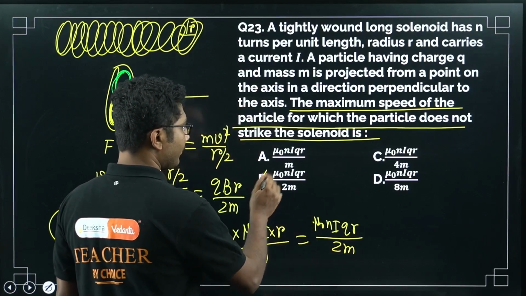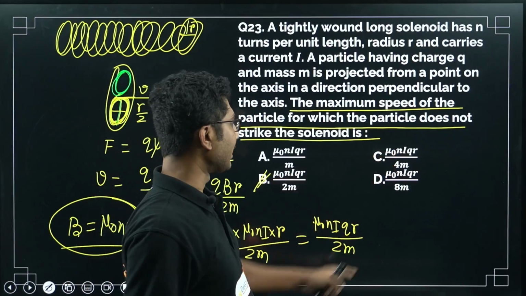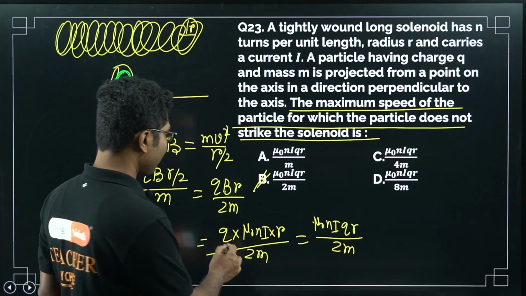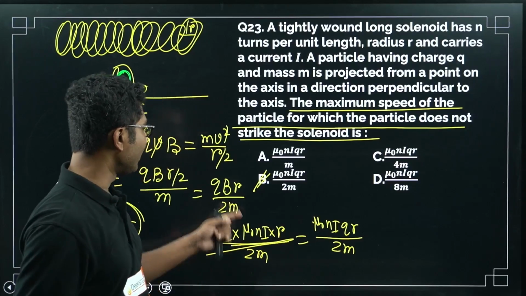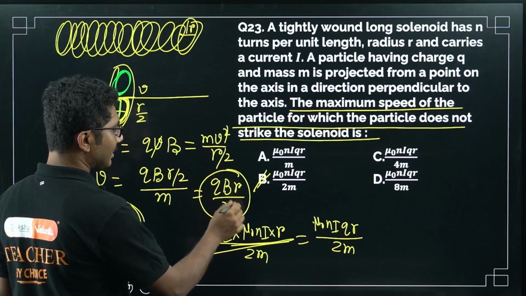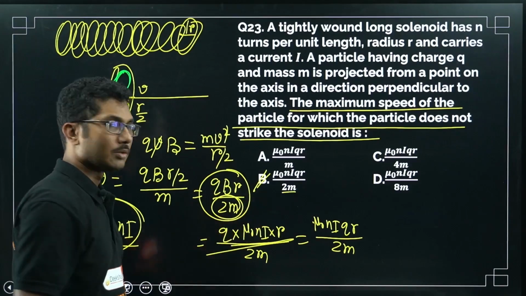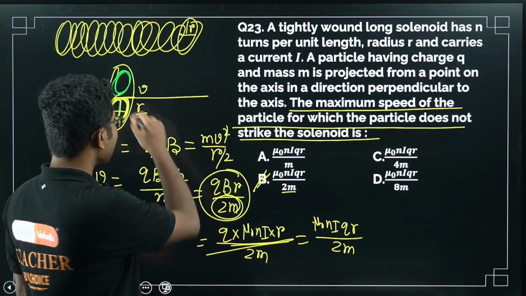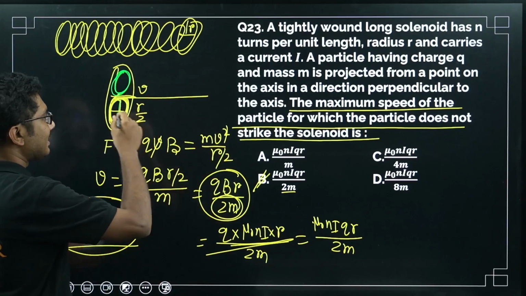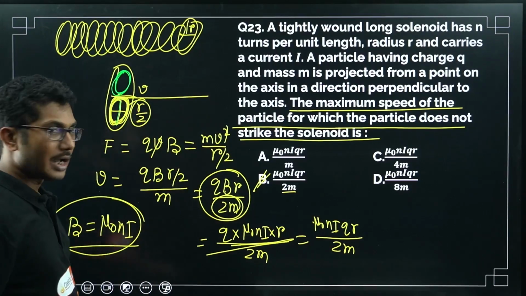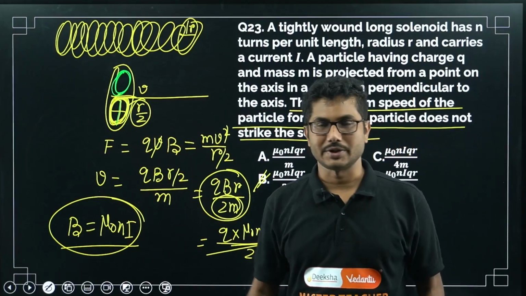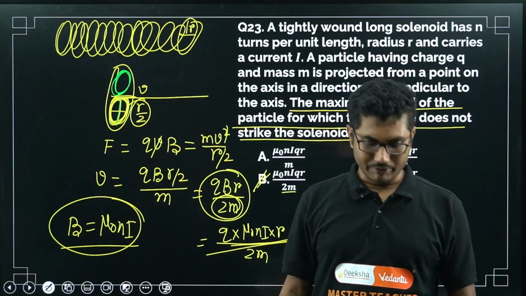If you see, all of the options have the same numerator, only the denominator is different. So even if you don't calculate it, after calculating up to this point, you can realize that there is a 2m in the denominator, so 2m will be the answer here. And because it is projected from the axis, you have to understand that the radius will be r by 2 and not r. That is the basic understanding of this question. Otherwise this is a very simple question.